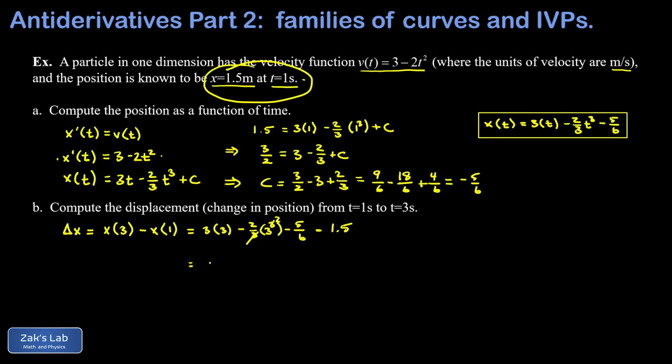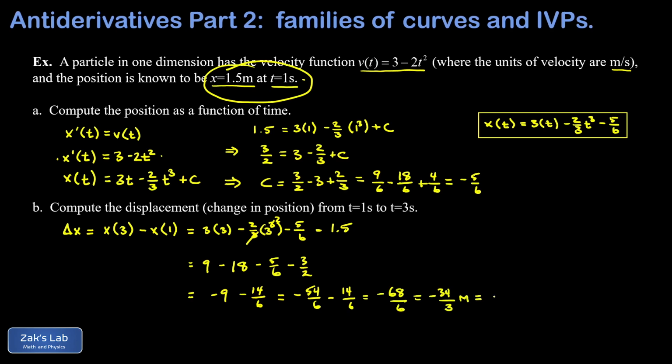So for our first term, we have a 3 times 3, which is 9. For our second term, a negative 2 times 9, or negative 18. And then we have a negative 5/6, and again, we can write 1.5 as 3/2. So combining the whole numbers, we have negative 9. And then we'll go ahead and combine the fractions right now. The common denominator is 6, so I multiply the second one by 3 over 3. I get negative 5 minus 9, or negative 14 over 6. Expressing the negative 9 with a denominator of 6, that's negative 54 over 6. And I have a minus 14 over 6. This gives me negative 68 over 6, which reduces to negative 34 thirds meters.